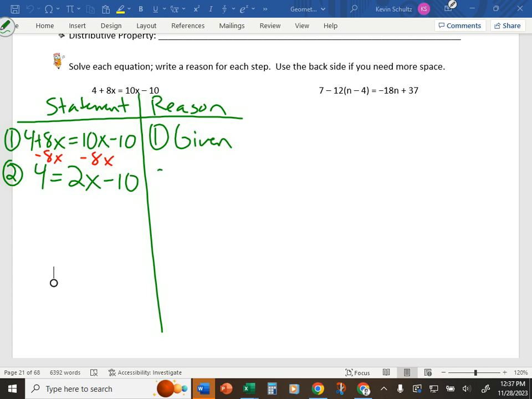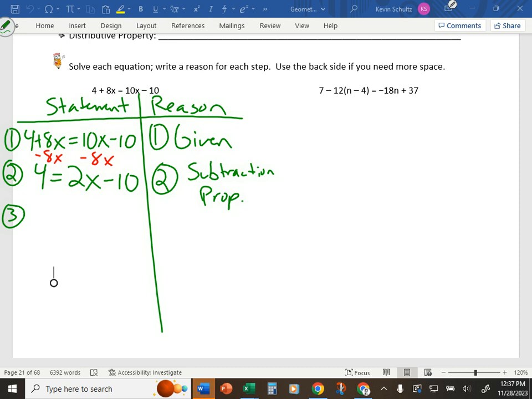So your second reason, instead of showing work like in algebra, in geometry you have to explain what you did. And what you did was you used the subtraction property. Or if you want to abbreviate, the subtraction prop. Or if you really want to abbreviate, the sub prop. But make sure you know what sub stands for: substitution. Exactly.